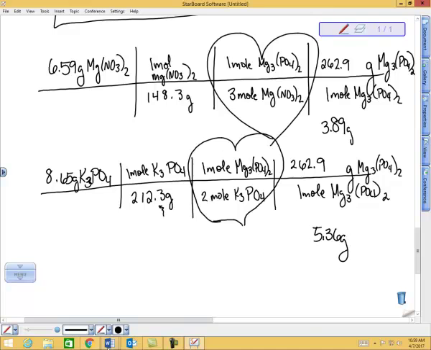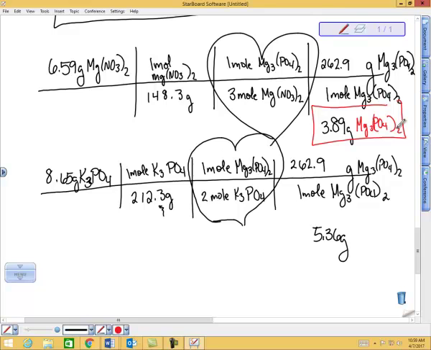Alright, so which one's correct? Which one's the maximum amount that you can make of your precipitate? The lesser amount. This guy right here. So this represents the maximum amount of magnesium phosphate that can be made. Okay, so that's the maximum you can make.